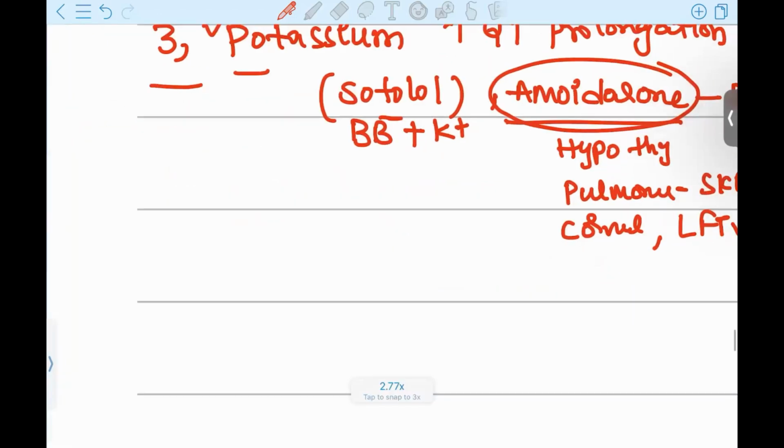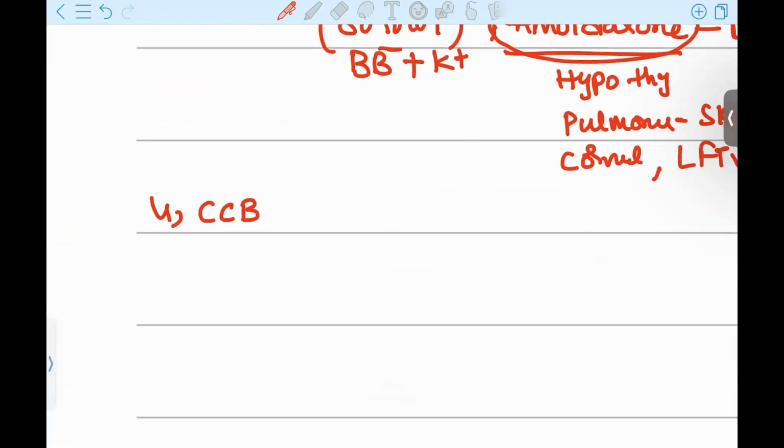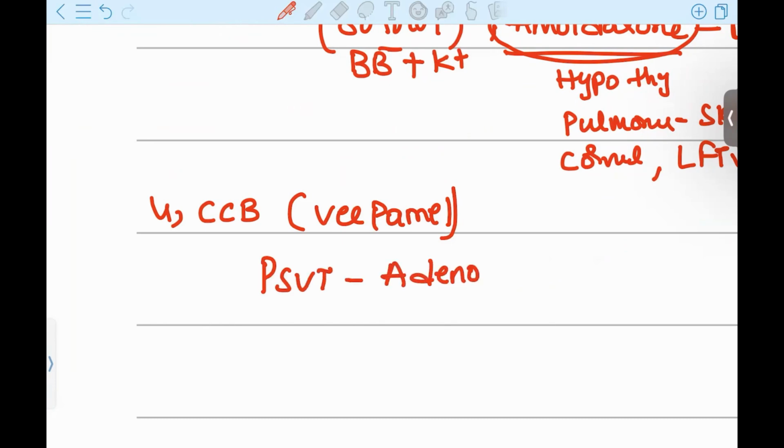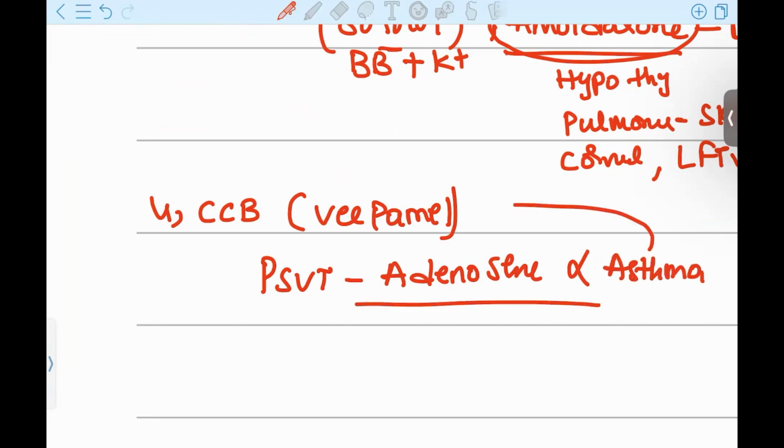And your class 4 drugs, we already said these are your calcium channel blockers. The drug is your verapamil. Verapamil is used when, for example, a PSVT patient comes, we are going to give our drug of choice, adenosine. Adenosine is not usually given in patients with asthma. So in these asthma patients, now we can go for the verapamil. So these classifications we are going to use.